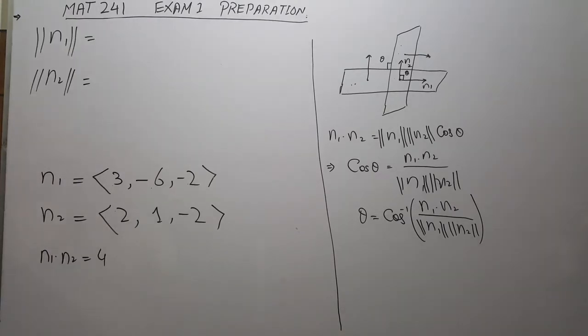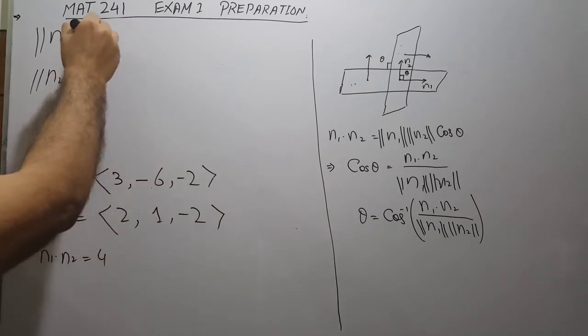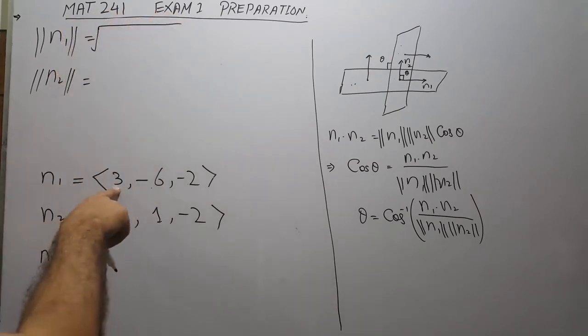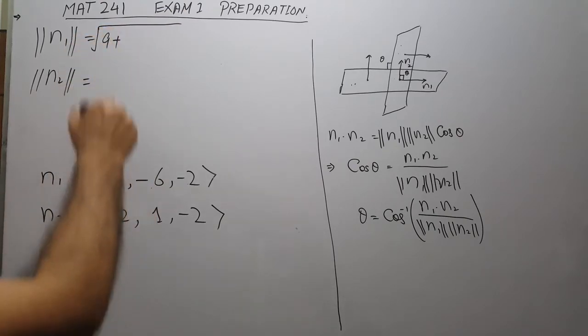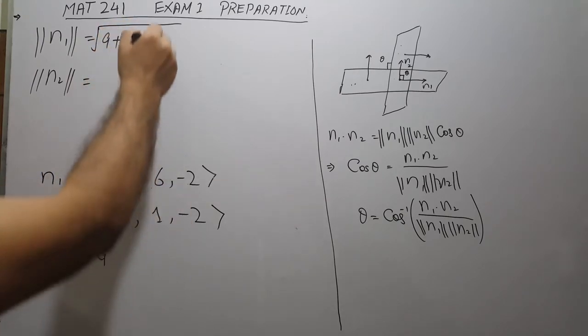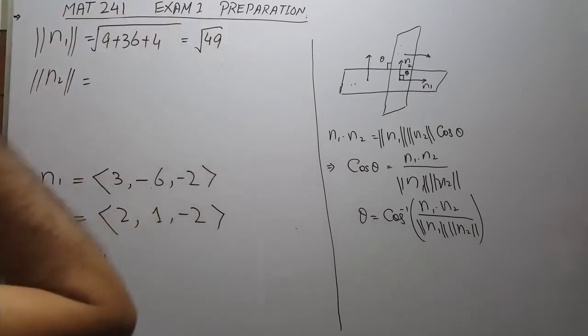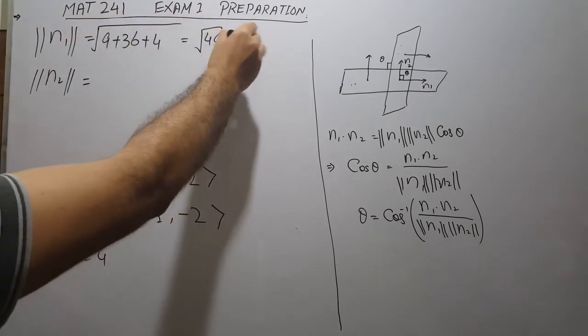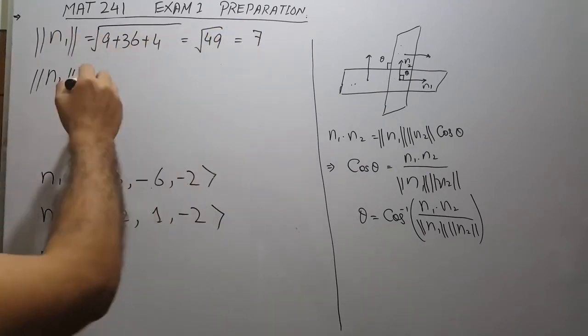So now we have to find out the magnitude of n1, which is the square of each entry, and add them up and take a square root. So the square root of 3 squared, which is 9, plus the square of 6, which is 36, plus the square of 2 minus 2, which is 4. So that gives us square root of 49, and the square root of 49 is 7. So the modulus of n1 is 7.